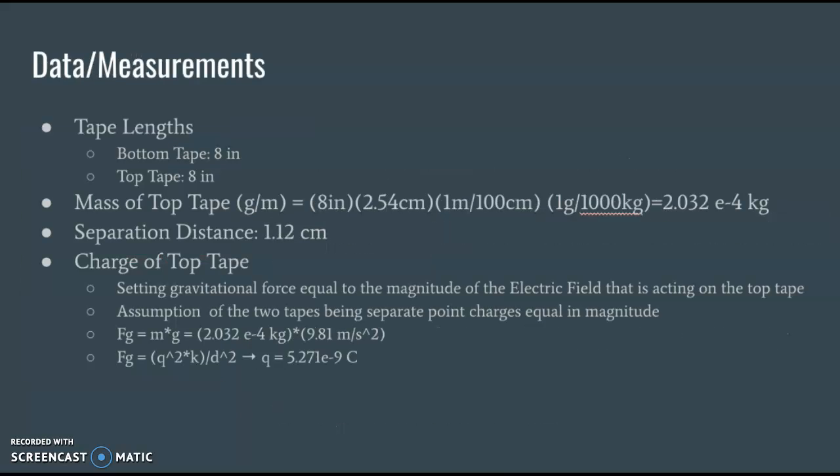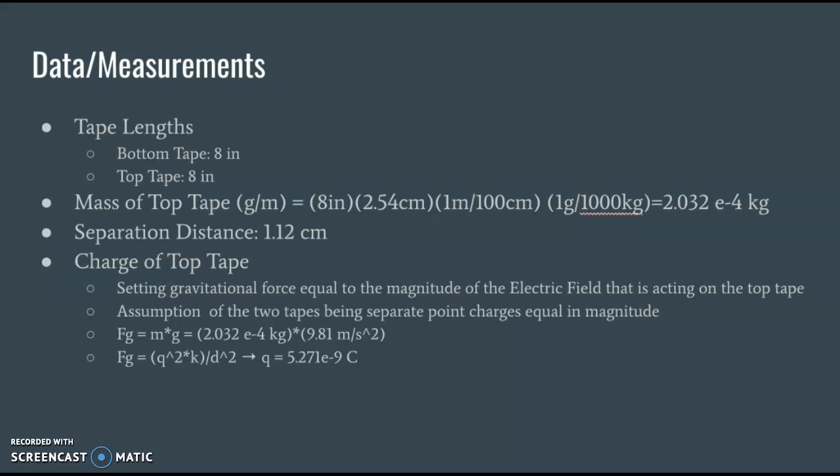So some data and measurements. The tape lengths were both 8 inches, and then the mass of the top tape was found to be 2.032 times 10 to the negative 4 kilograms, using the conversions shown. And then the separation distance between the two tapes repelling each other was 1.12 centimeters.